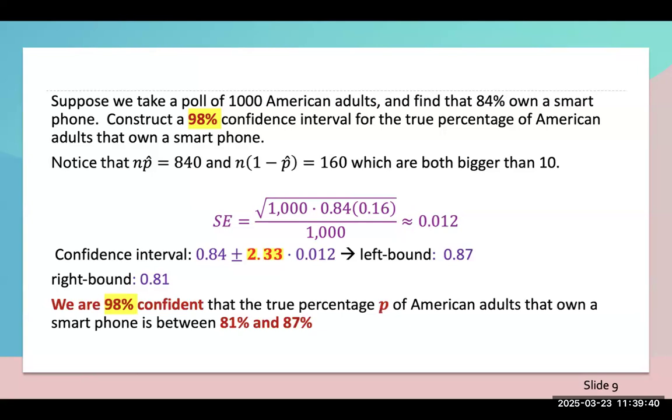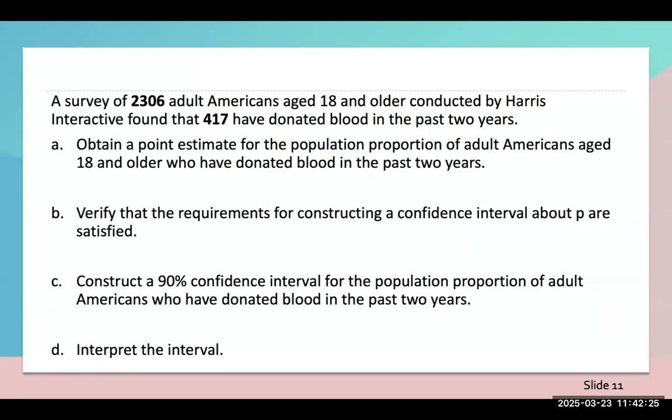So we are 98% confident that the true percentage P of American adults that own a smartphone is between 81% and 87%. Notice that this interval is larger than in the last problem. It's just a little bit bigger, and that's because we're more confident. Let's try a new example.